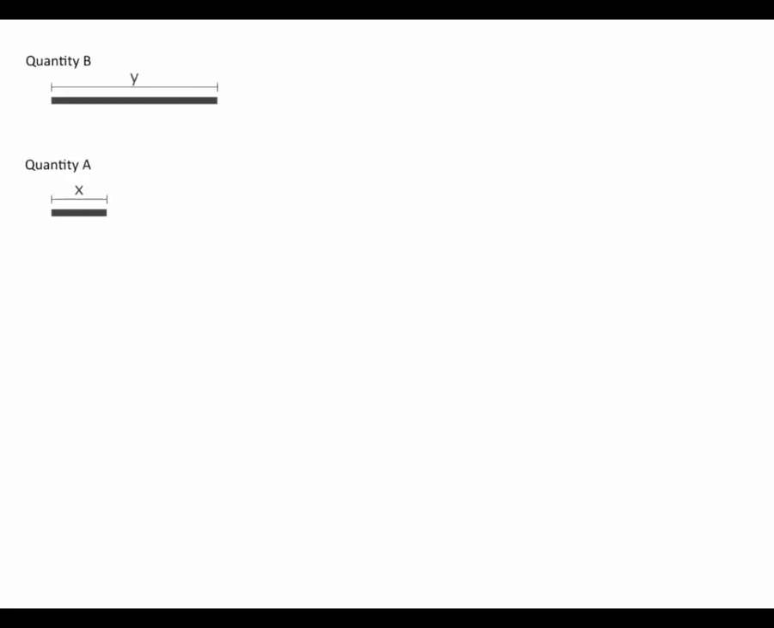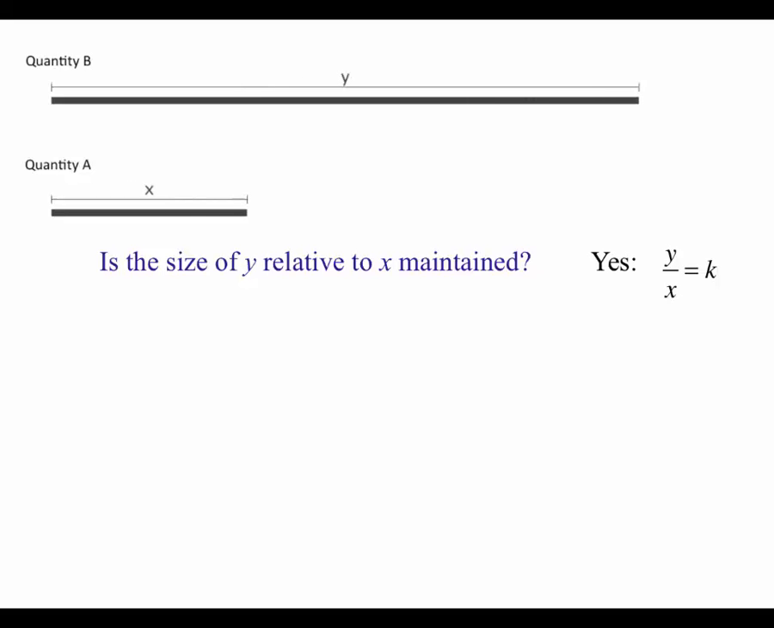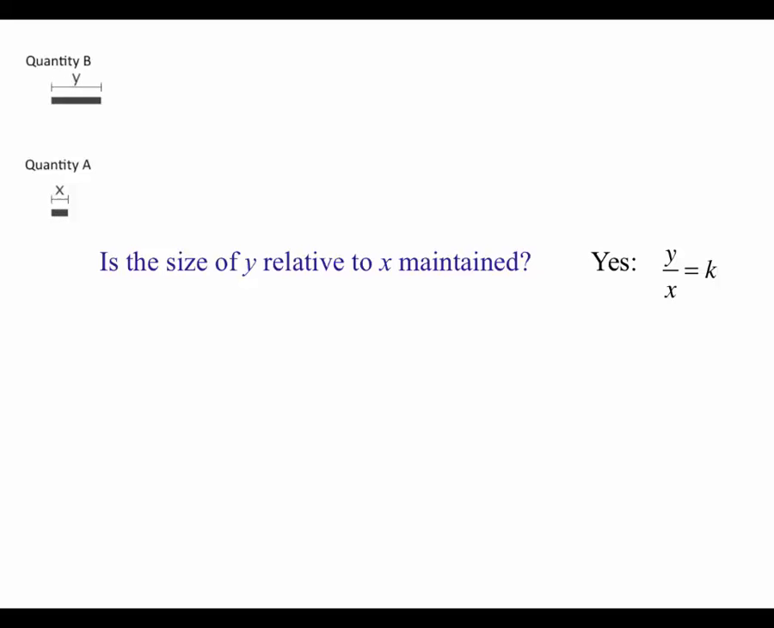Okay, so here's a quantity A and a quantity B. And now I'm showing you the actual values of those. So the value of quantity A is X, and it's increasing. The value of quantity B is Y, and it's increasing. Is the relative size maintained? So if the relative size from Y to X is maintained, then Y over X is a constant. Agree with that? What would you estimate that constant to be?